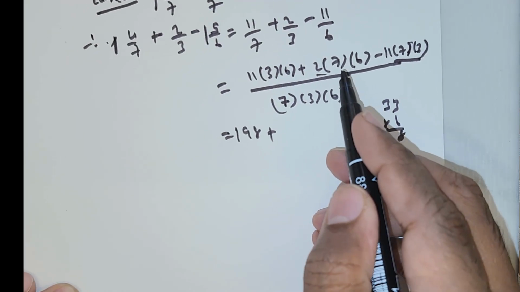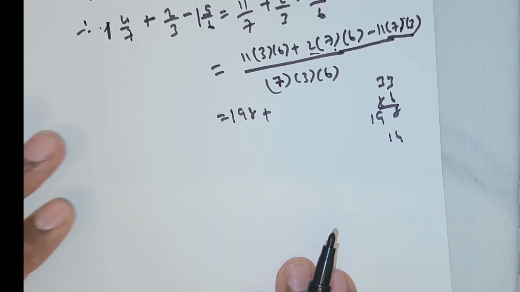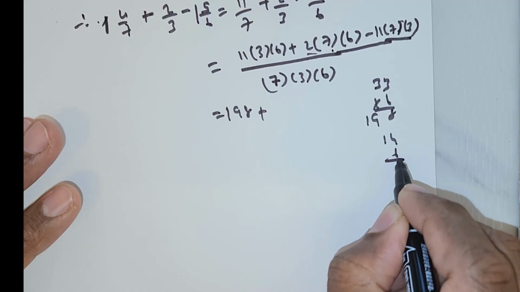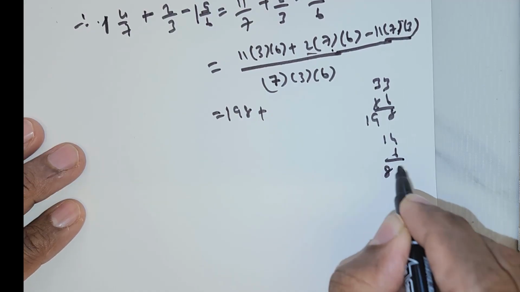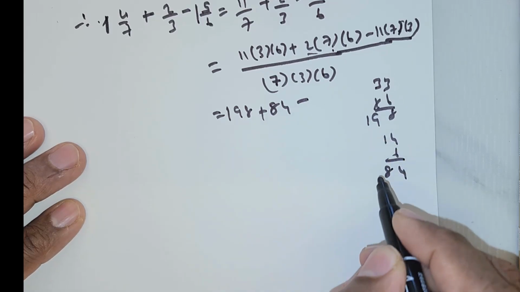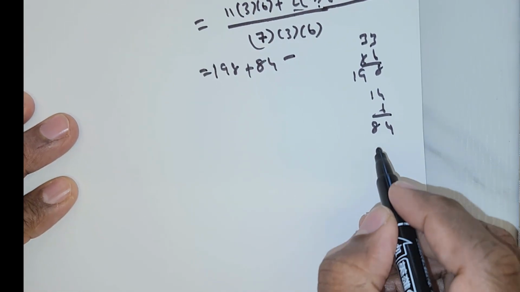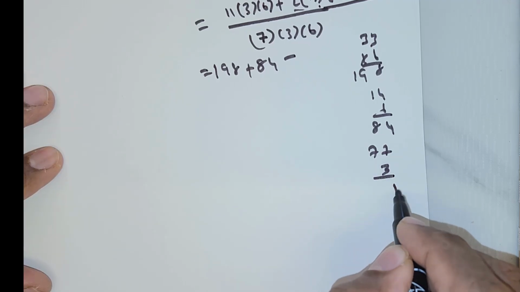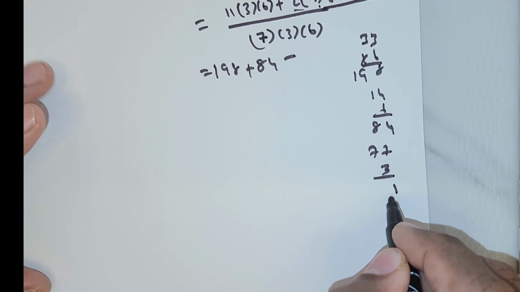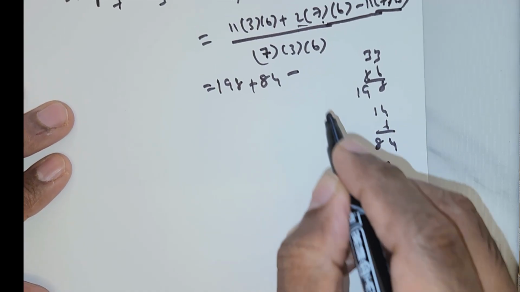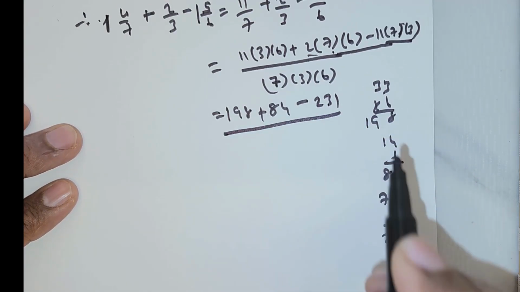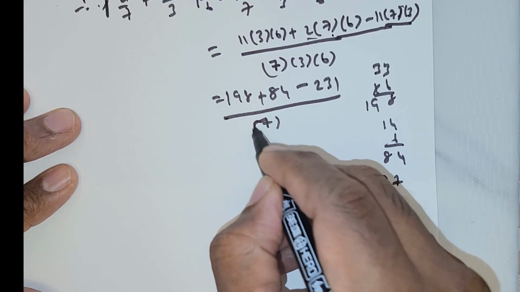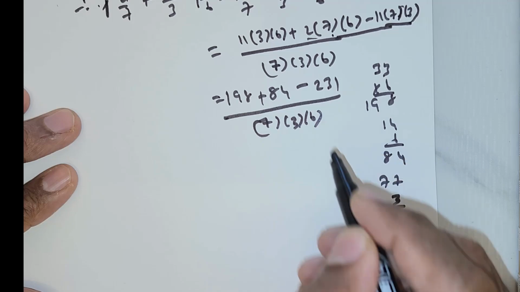2 times 7 is 14, multiplied with 6. 6 times 4 is 24, 6 1s are 6, 7, 8, 84. Followed by 11 times 7 is 77, and then you have to multiply by 3. 7 times 3 is 21, 21, 22, 23. So it's going to be minus 231, divided by 7 times 3 times 6.